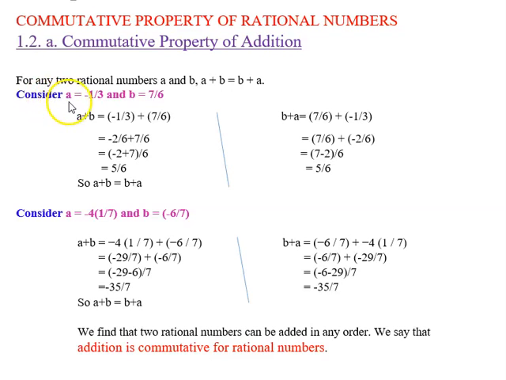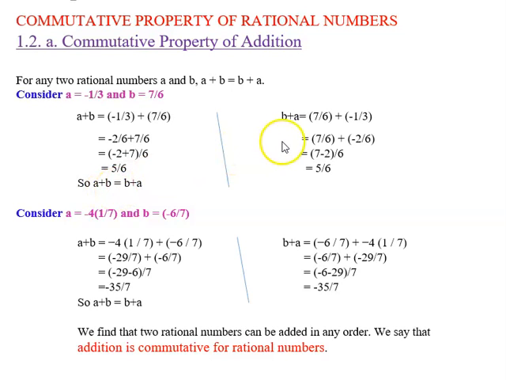Consider two rational numbers, say a equal to negative 1 by 3 and b equal to 7 by 6. Now we are going to add, this is a plus b. So, negative 1 by 3 plus 7 by 6. Negative 1 by 3, you have to convert it into the LCM of 6. So, we are multiplying numerator and denominator by 2. So, you will get negative 2 by 6 plus 7 by 6. Now, since the denominator is the same, we are adding the numerators. So, negative 2 plus 7 by 6. Negative 2 plus 7 is 5 by 6. So, that is a plus b.